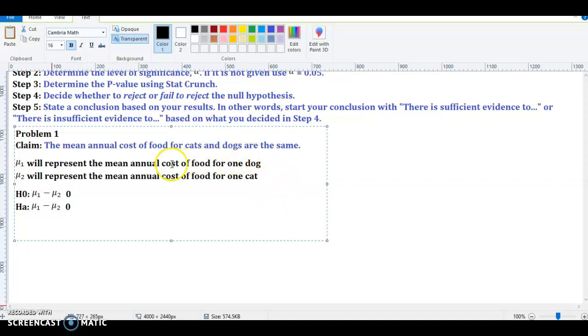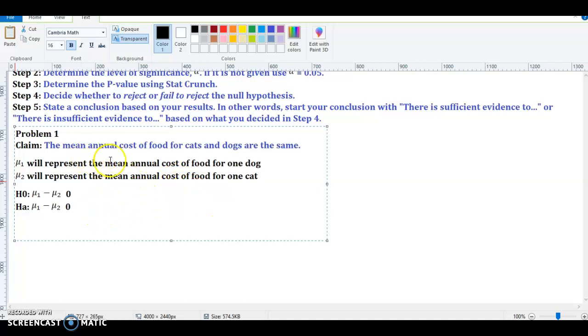Even though the problem doesn't mention this, you want to know what each population mean is. In other words, mu1, the mean of the first population, will always be the mean of the first group mentioned in the problem, and mu2, the mean of the second population, will always be the mean of the second group mentioned in the problem.